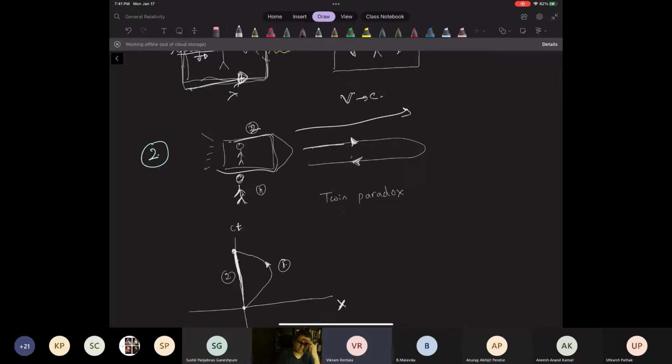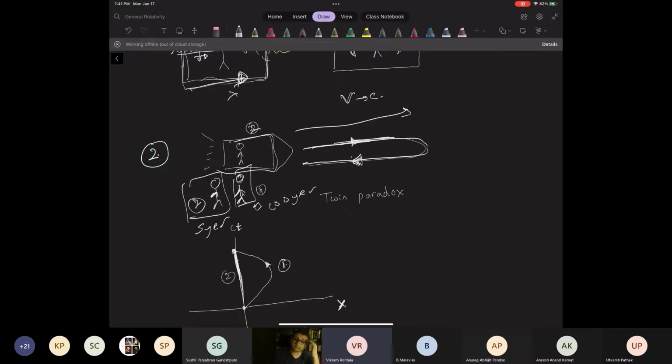And so time would appear to slow down for them. If they make a round trip, that is, they come back to the original twin's location, you would find that twin 2 has aged less. Twin 2 might have aged only 5 years, and the original twin who's there might have aged 100 years.